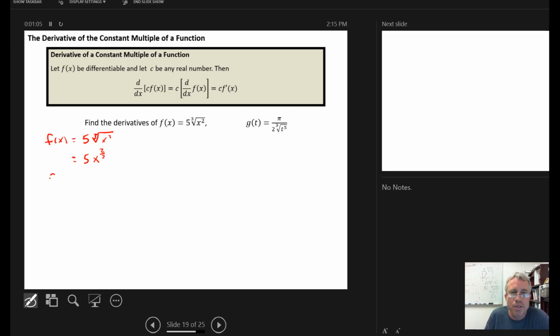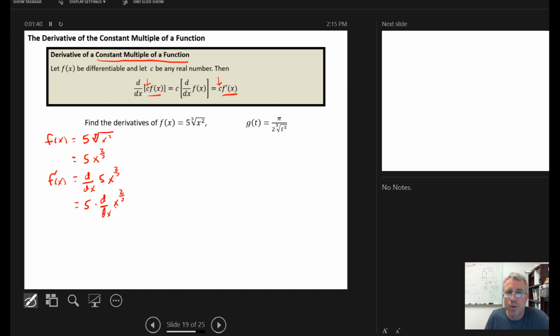So to take the derivative, f prime of x, I'm going to take d dx of 5 times x to the 2/3. And the constant multiple rule that we have up here says if we're taking the derivative of a constant times a function, we can just take the constant times the derivative of the function. So this is going to be the same as the constant 5 factored out, kind of informally factored out. So 5 times d dx of x to the 2/3.